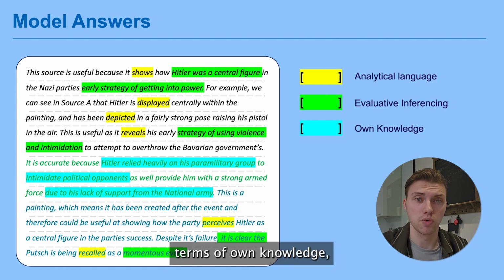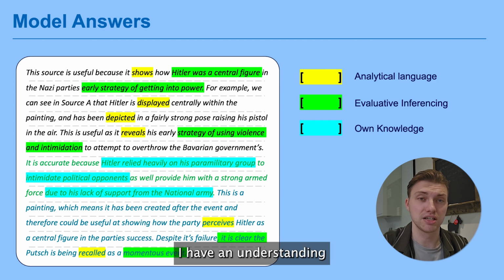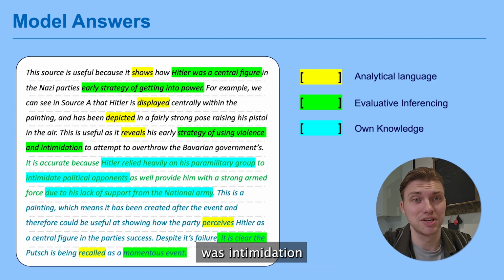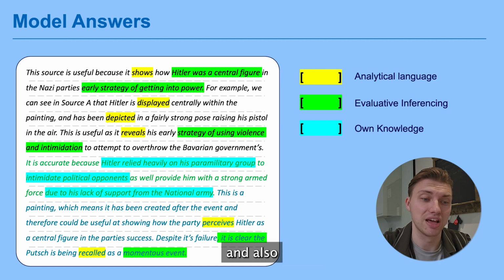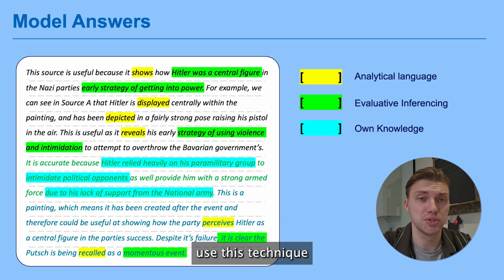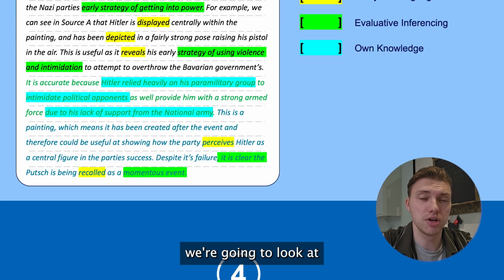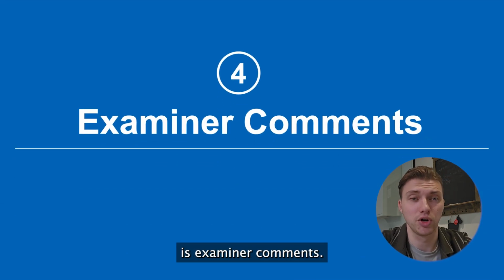And in terms of own knowledge, although I haven't put a particular date into this answer, it shows that I have an understanding that Hitler had a paramilitary group. His early strategy was intimidation of political opponents, and also he needed to use this technique because he didn't have the support of the German army yet. The last thing we're going to look at is examiner comments.